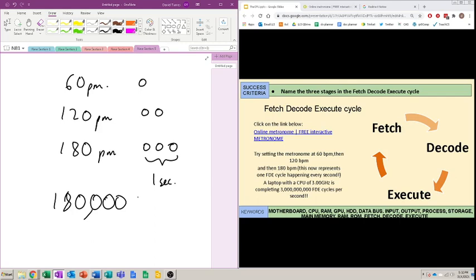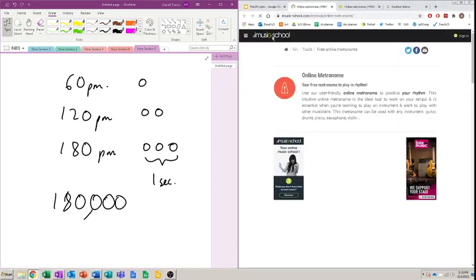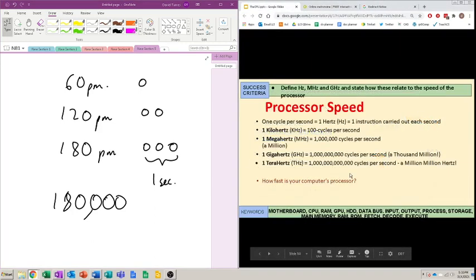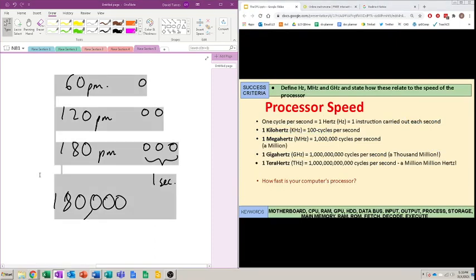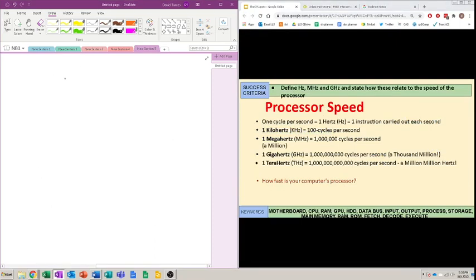So I would highly recommend giving that website a quick try, just to convince yourself of how a computer fetches, decodes, and executes, and how this relates to beats per minute in terms of how often the computer is doing anything. So they are the 3 stages of the fetch, decode, execute cycle. What do we call these cycles? Well, you may have heard of this in other lessons, such as science, but we have something called a hertz, Hz, and a hertz means once per second. It's the number of occurrences that something happens in a second.